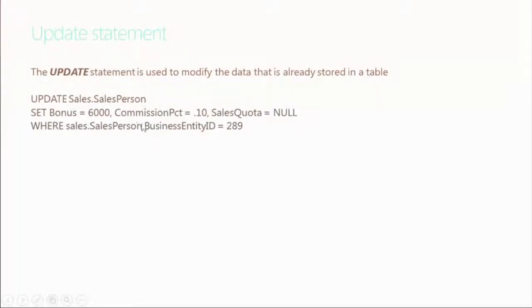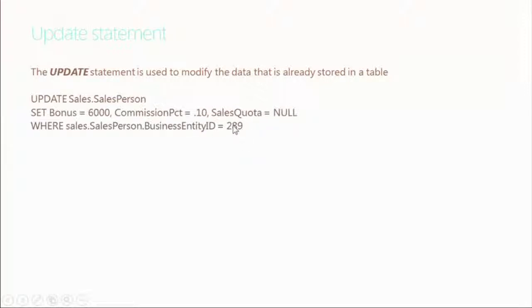All right, the update statement. We're going to update salesperson. Again, I changed this query slightly to stay with our theme, what we were working with. But update, you specify the table. Set is the key word here. Set bonus equals 6,000, commission percentage equal 10, and sales quota equal null. So what this would do, it would set those values on those three fields where sales.salesperson.businessentityid equal 289.